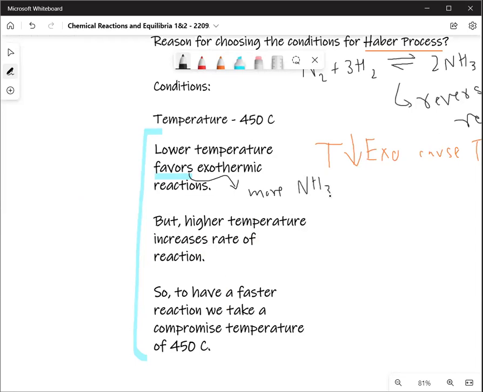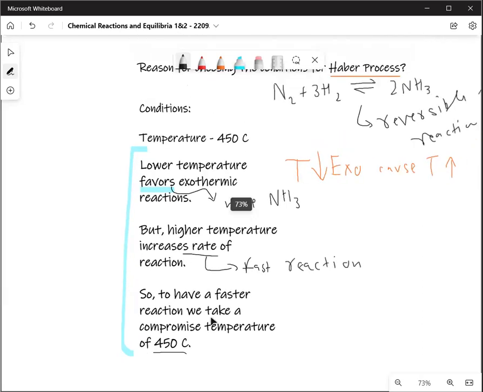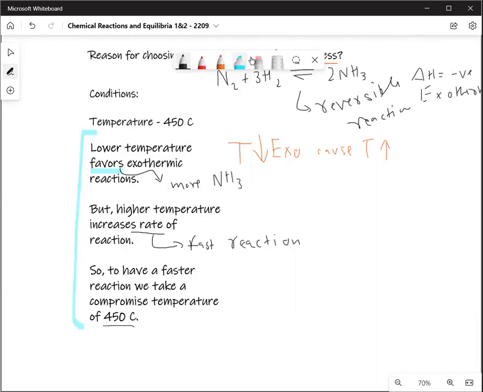But now it's a choice. Do I want more ammonia or do I want a fast reaction? More ammonia, or increased rate of reaction, which means a fast reaction. It's your choice. In real life, we choose fast reaction because it actually makes things easier for us. So we take a compromise of 450 degrees. Is that clear? Can I move on?